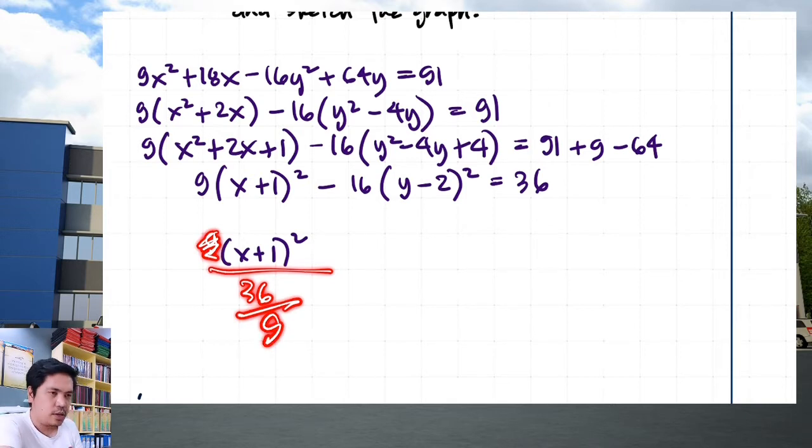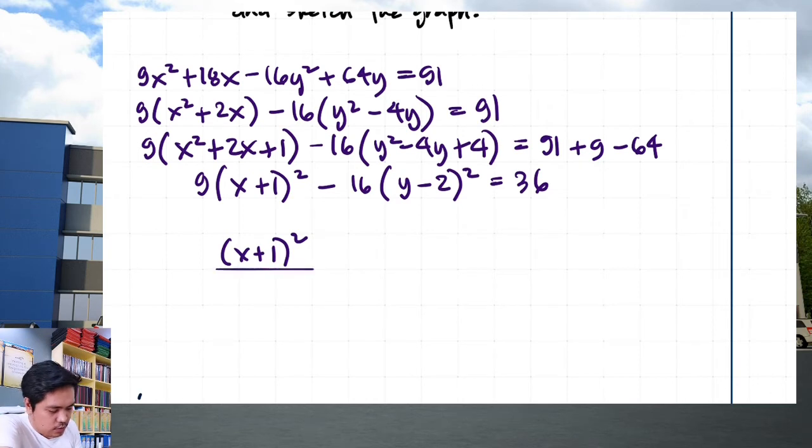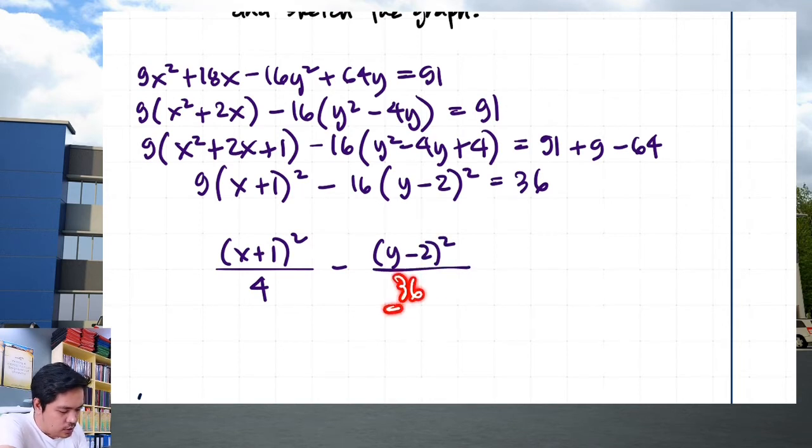So, ayan, 36 over 9. So, 36 over 9 is, wait ha, 36 over 9, that would be 4. Then minus y minus 2 squared over, that would be 36 over 16, or that would be 9 over 4. Tama ba? 9 over 4. Okay. Divided by 4, diba? Okay. So it's 9 over 4. So 9 over 4, that would be 36 over 36 is 1.